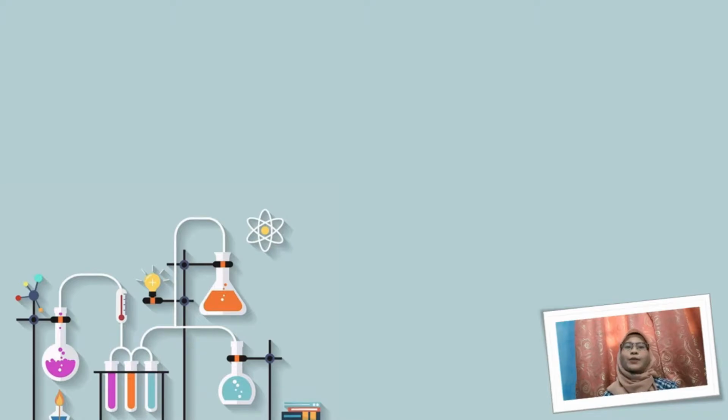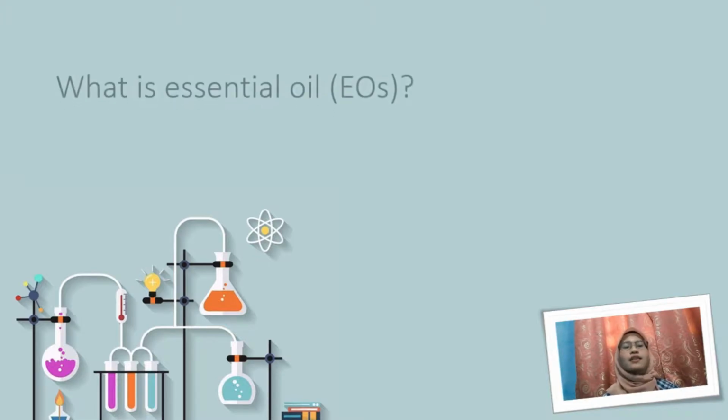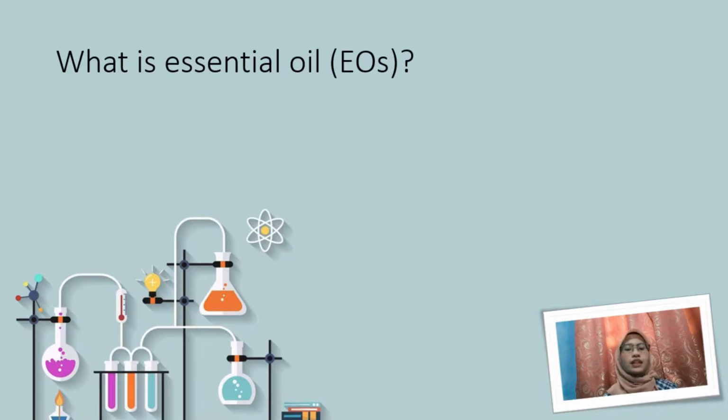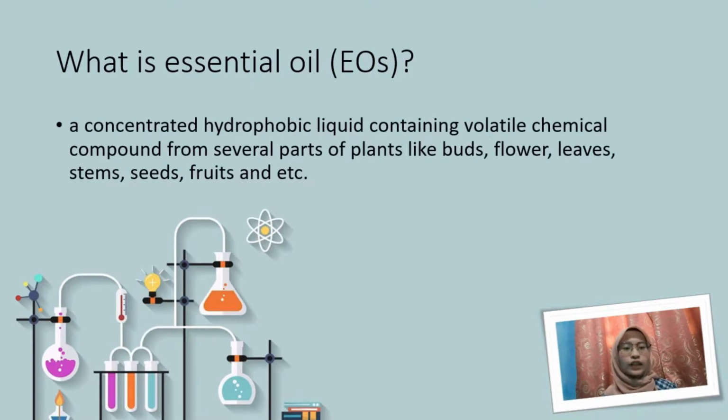Hi guys, today I want to talk and discuss about the chemical profiling of essential oil. Firstly, I want to explain about what is essential oil. Essential oil is actually a concentrated hydrophobic liquid containing volatile chemical compounds from several parts of a plant, such as flower, leaf, stem, seed, and fruit.